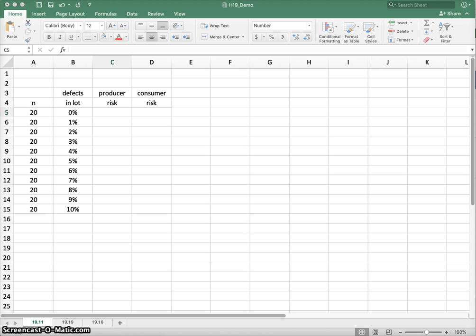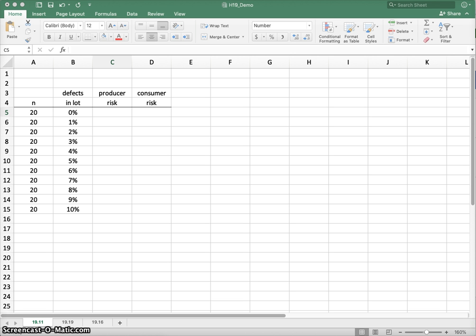So we've got thousands of these things on a truck, and they come in, and we take a random sample of 20, which means that we don't just take 20 off the back of the truck, we randomly take 20, and we inspect them, and if we find one defect in the 20, then we're going to reject the lot. We're going to reject the whole shipment and send it back.